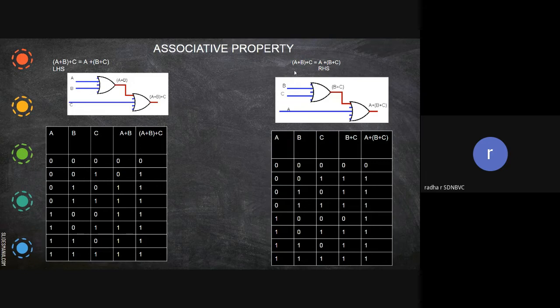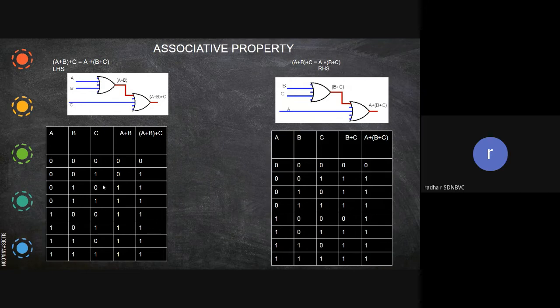Now, if you see this A plus B here, I will just explain this logical diagram, then we will go to the truth table. Here also, same A plus B. We have written this B plus C first here. B and C are put in one OR gate, and the combined output B plus C is given as an input for another OR gate. A is given directly here. So A plus B plus C. Now we'll come to the truth table.